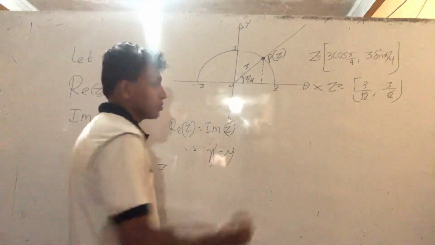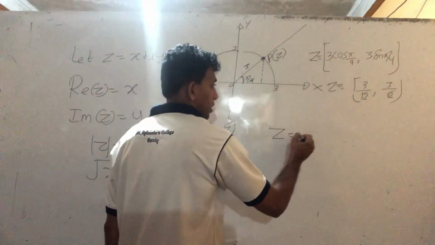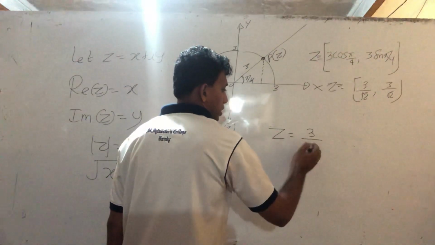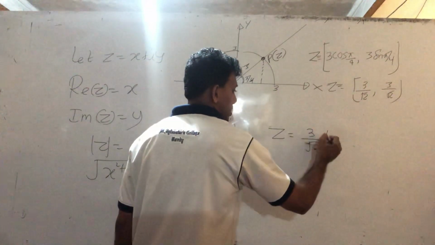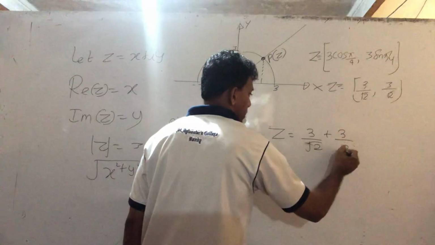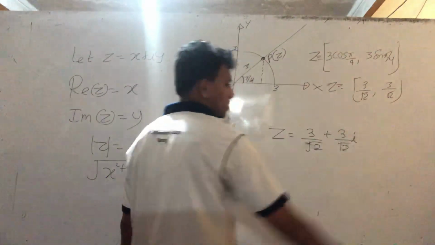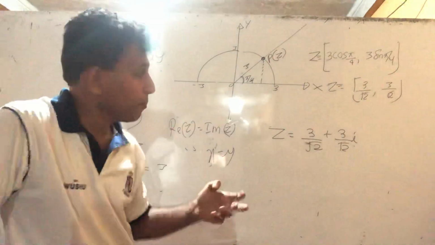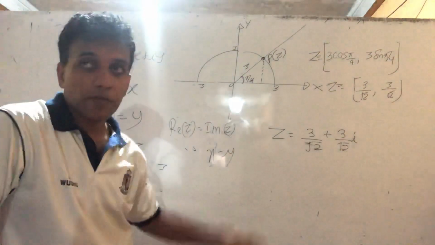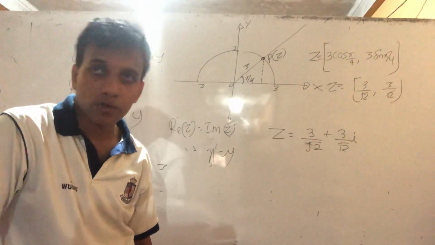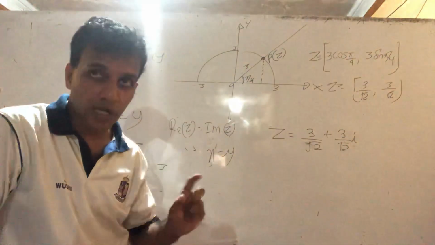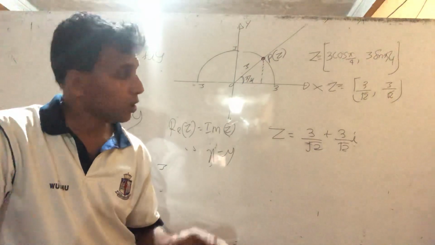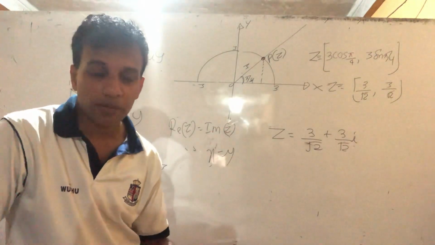So therefore the answer is what? The complex number in x plus iy form. Okay, I hope you can work a simple question. This is the answer. Otherwise, give it in the polar form: 3 into cos pi by 4 plus i sin pi by 4. That is also correct, right? Modulus r into cos theta plus i sin theta.